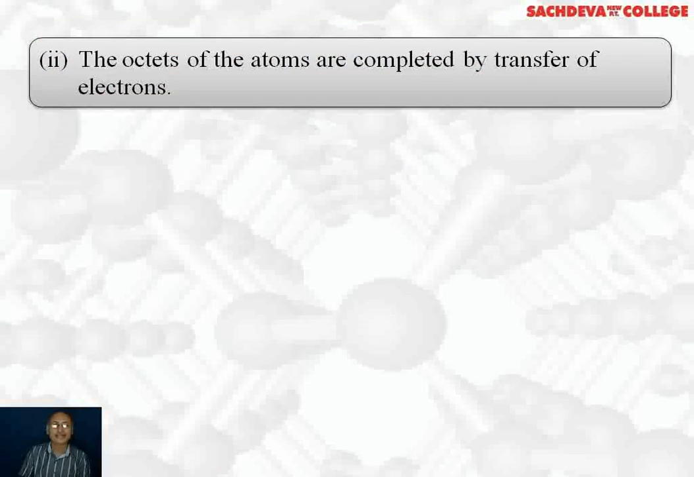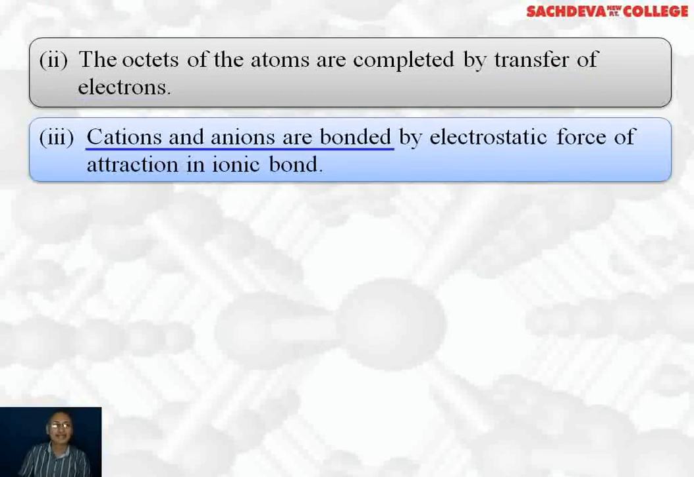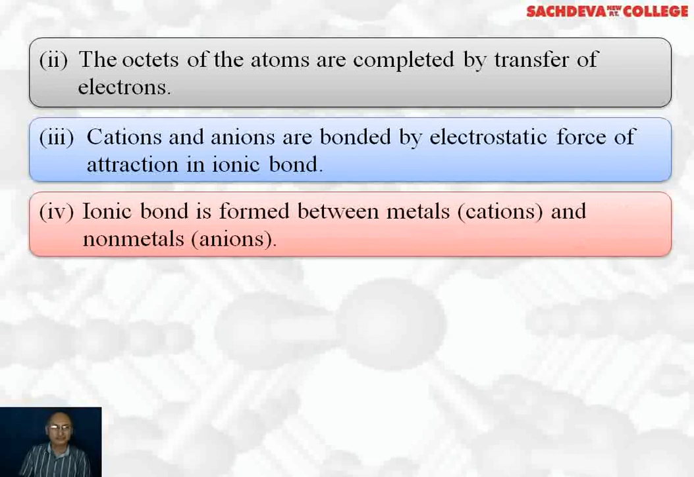Now octets of atoms are complete by transfer of electrons in ionic bond. Cations and anions are bonded by electrostatic force of attraction in ionic bond. Between oppositely charged ions, there is always electrostatic force of attraction. Ionic bond is formed by metals, that is, which will form cations, and non-metals which form anions.